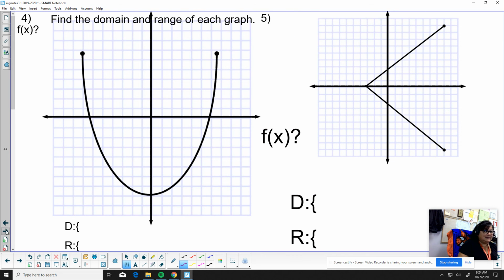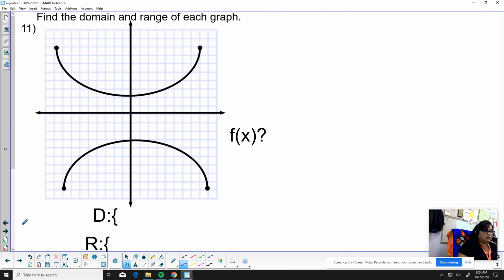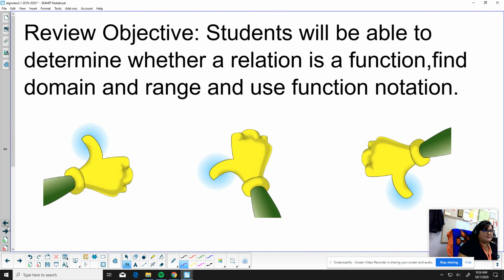Okay, all done. I want you to go ahead and try the worksheet that I have set up for you. And I hope you understand domain and range and if something is a function or not. Thank you.